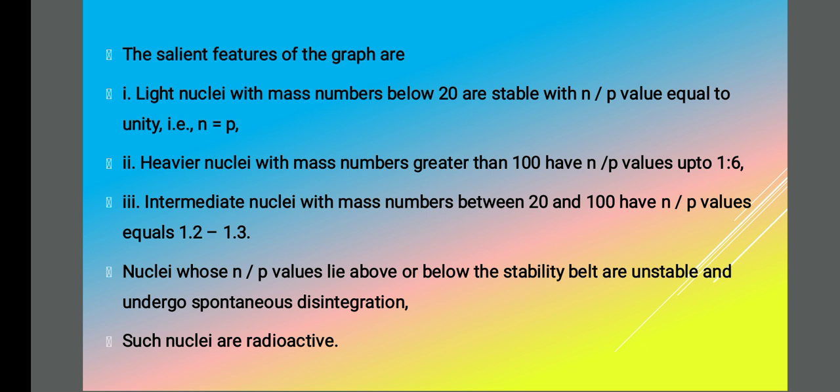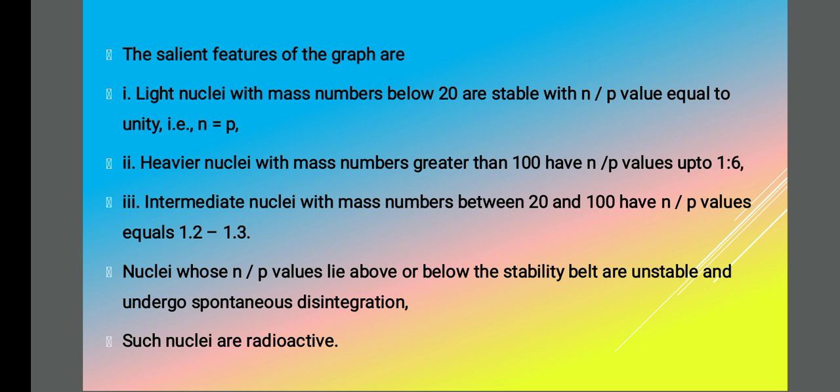The second one is heavy nuclei with mass number greater than 100. If the mass number is greater than 100, the neutron-proton ratio value will vary up to 1.6. And the third one is intermediate nuclei with mass number between 20 and 100. They have N by P value equal to 1.2 to 1.3. Is it clear? So three things are there.